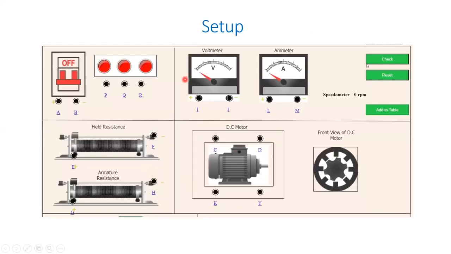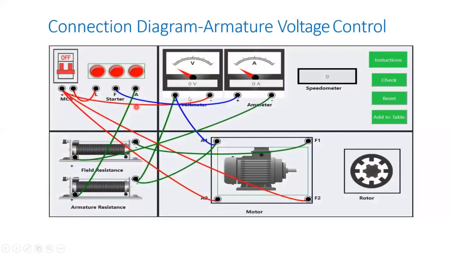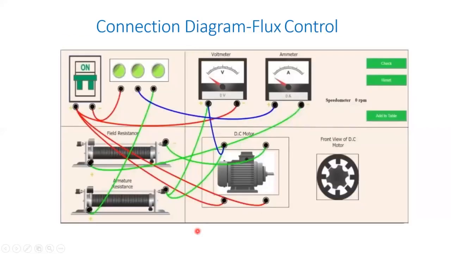So when you go to the simulation setup, you will find such a setup in that practical. You will find these meters, these rheostats, this is the DC motor, this is the front view, and some MCB and all for applying the supply. Then in the procedure part, you can get the connection diagram. So this type of connection diagram is given to you. You make a note of this for armature voltage control, and the same if you go for field control or flux control, you will get a circuit diagram. You can refer to this connection diagram and perform the practical.